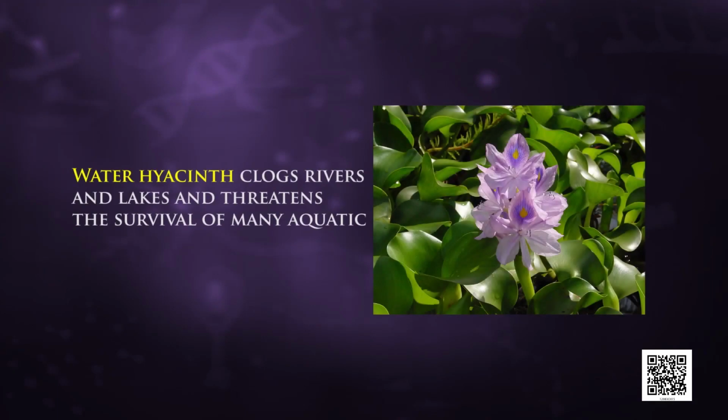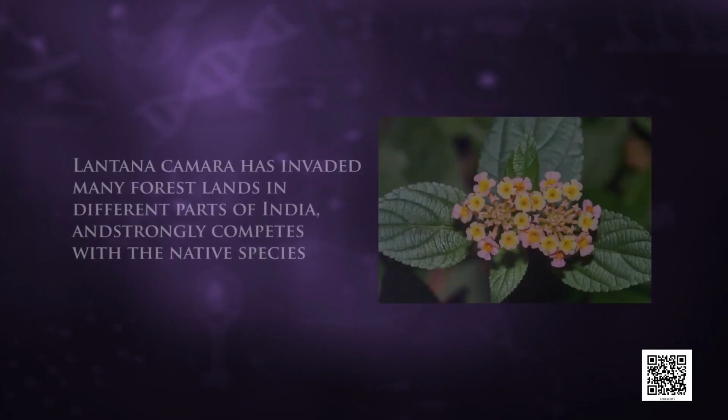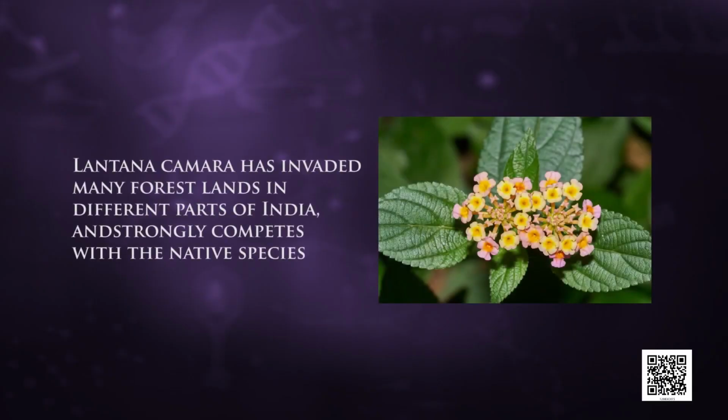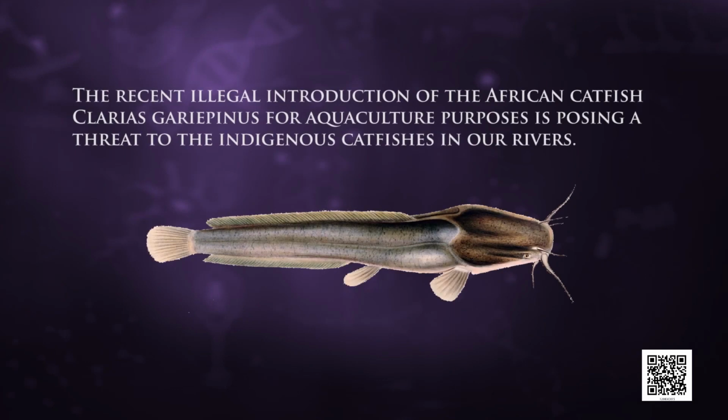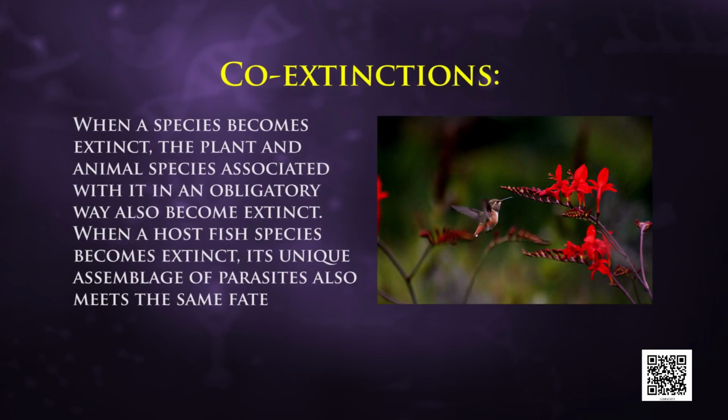Water hyacinth clogs rivers and lakes and threatens the survival of many aquatic species in lakes and river floodplains in several tropical countries, including India. Lantana camara has invaded many forest lands in different parts of India and strongly competes with native species. The recent illegal introduction of the African catfish, Clarias gariepinus, for aquaculture purposes is posing a threat to the indigenous catfish in our rivers.